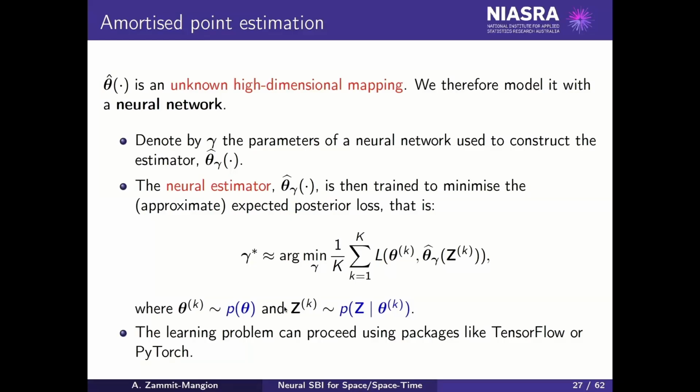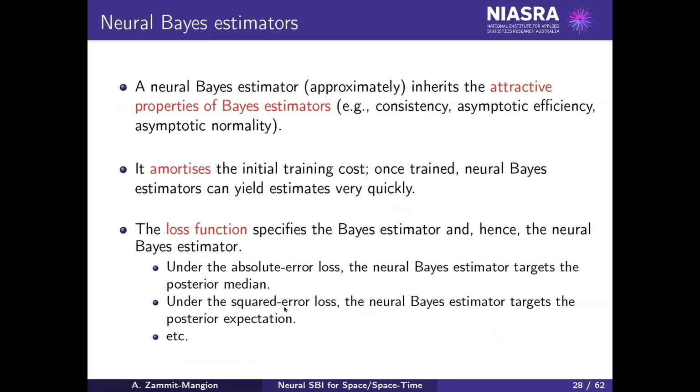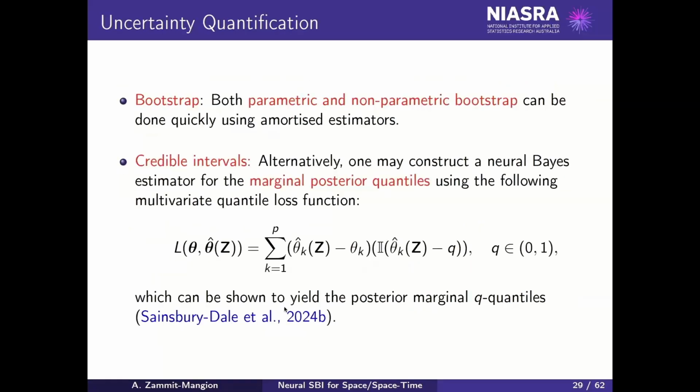Right. Okay. A neural Bayes estimator will inherit the attractive properties of Bayes estimators, subject to some conditions: you've got consistency, asymptotic efficiency, asymptotic normality. You amortize the initial training cost, and your choice of loss function determines what your Bayes estimator is. If you use squared error loss, your Bayes estimator is the posterior mean. If you use the absolute error loss, you get the posterior median. You can use quantile loss, you get posterior credible intervals, things like that.